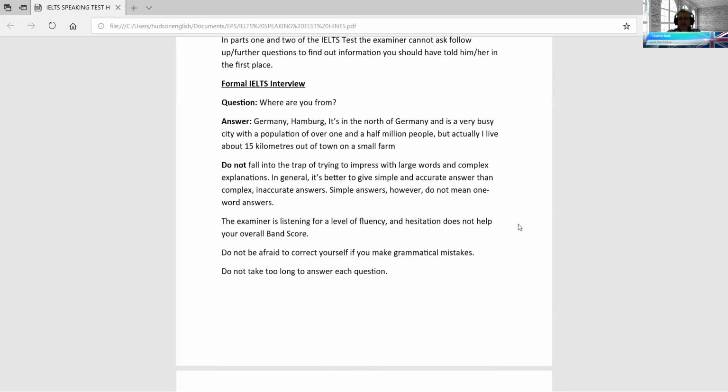The examiner is listening for your level of fluency here, and hesitation does not help your overall score. So don't fall into the trap of trying to use large, fancy, complex explanations. In general, it's better to use simple vocabulary accurately, okay? Do not be afraid to correct yourself. If you feel you made a mistake, him when you meant her, change it. Do not take too long to answer. As soon as you've been given an answer, try and respond and reply to that answer, okay?